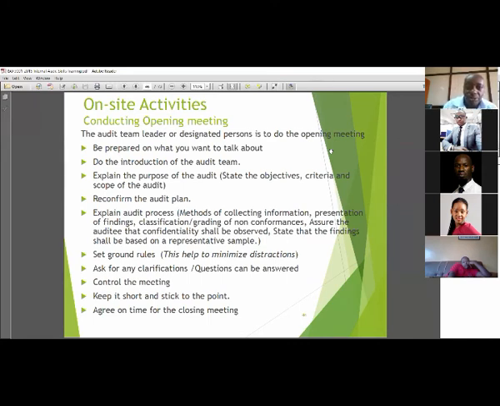If there are three of you, yes, you work here, they know you, but please identify yourselves as the internal auditors. Explain the purpose of the audit, let them know the objectives, why you are there, the criteria that you'll base your findings on, and the scope. Remember, all this will have been indicated in the audit plan for you. Reconfirm the audit plan. It's important.